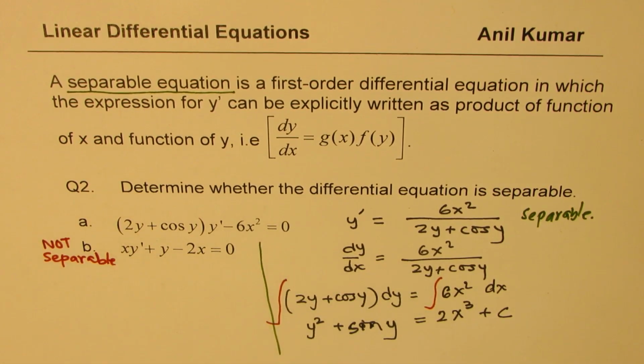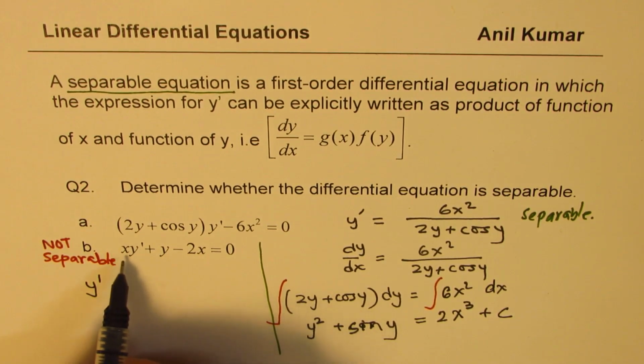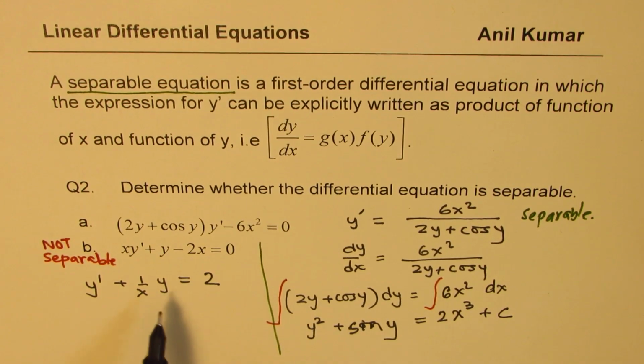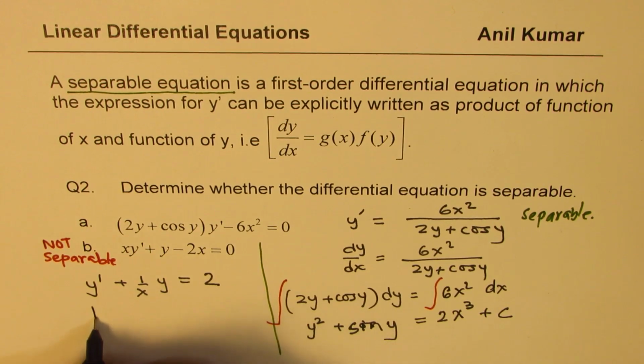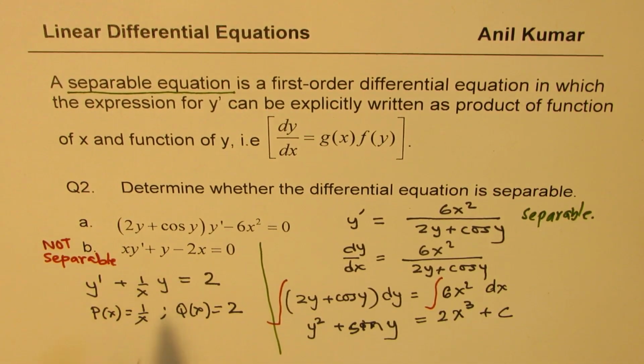Of what form is it? Well, it is in the form of a linear differential equation. You could isolate y dash, meaning divide by x. When you divide by x, you get y dash plus 1 over x times y equals 2. So you get this as a linear differential equation, where p of x is 1 over x and q of x is equal to 2. That is the type of linear equation which we are going to solve in this particular video. So I hope that concept is clear. Okay, now let's move on and take this equation to solve.